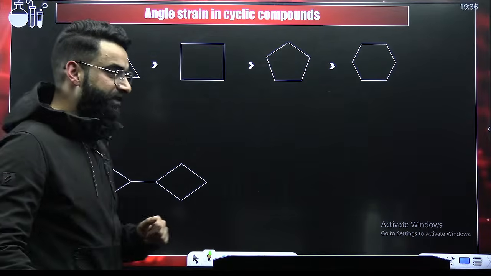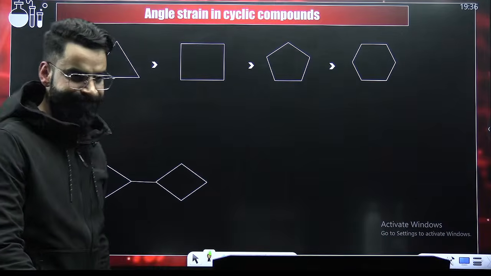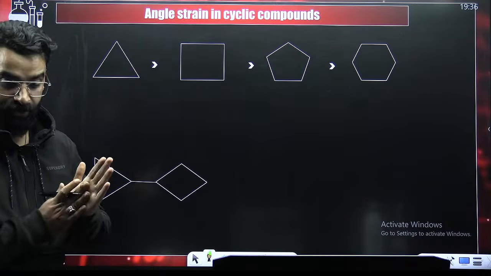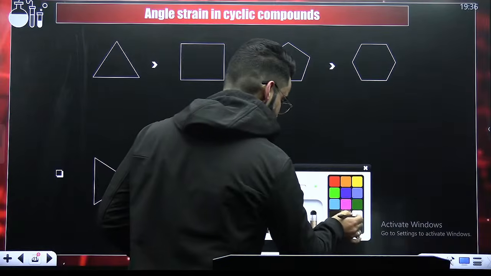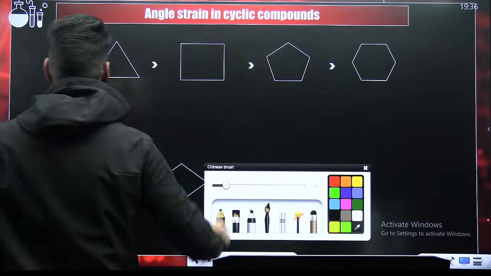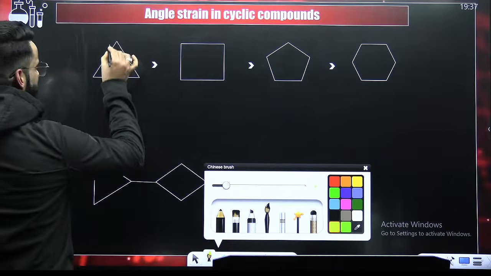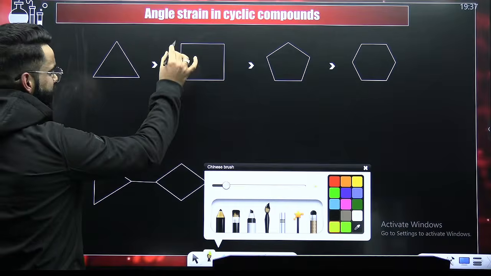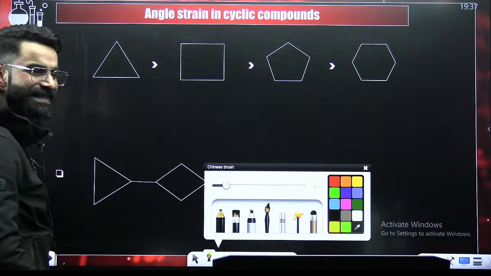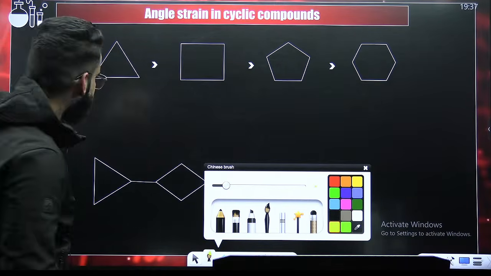My dear students, there's a term called angle strain. You should know that term too, because you will frequently come across it in this chapter. First of all, look at this 3-membered ring. It is basically your cyclopropane, cyclobutane, cyclopentane, cyclohexane, right?